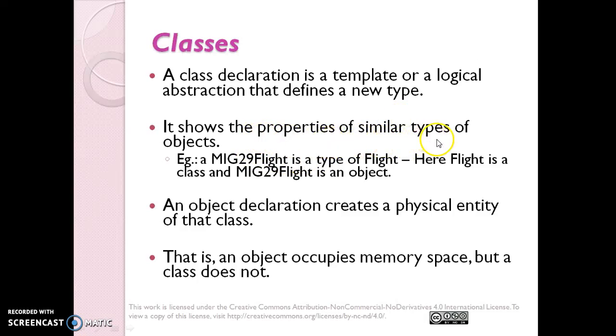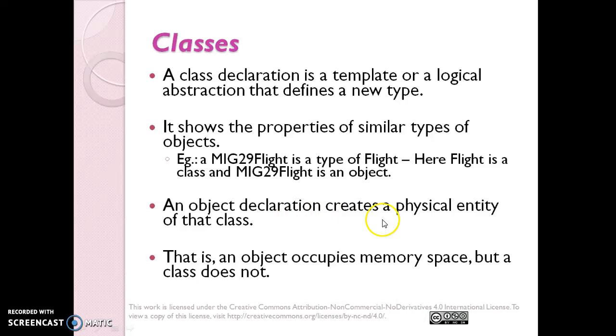It shows the properties of similar types of objects. For example, a MiG-29 flight is a type of flight. Here flight is a class and MiG-29 flight is an object. From this flight class, I can create even a cargo flight as an object, and a passenger flight as an object. So now you can understand that flight is acting as a new type, and using this new type I can create similar kinds of objects, because similar kinds of objects must share the same common properties.